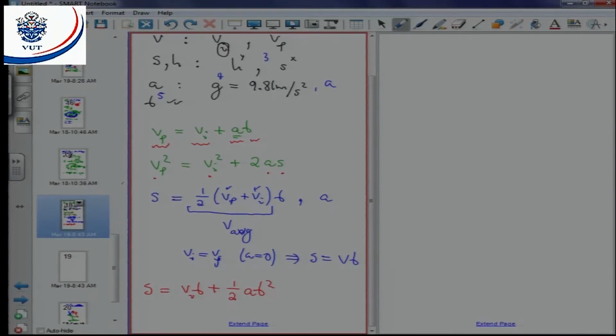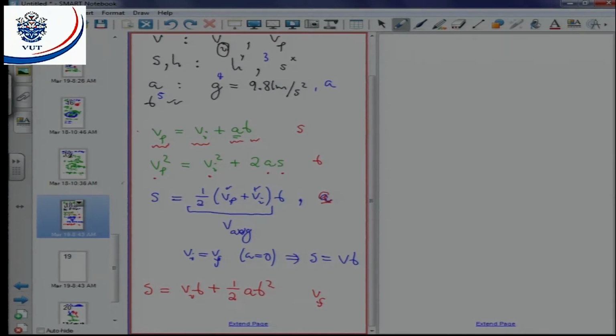In the first equation of motion, we don't have s. In the second one, we don't have t. In the third one, I've already said we don't have a. In the final equation of motion, what we are missing is Vf. So depending on what type of information you are looking for and what you are missing, you would then have to pick the appropriate equation of motion.